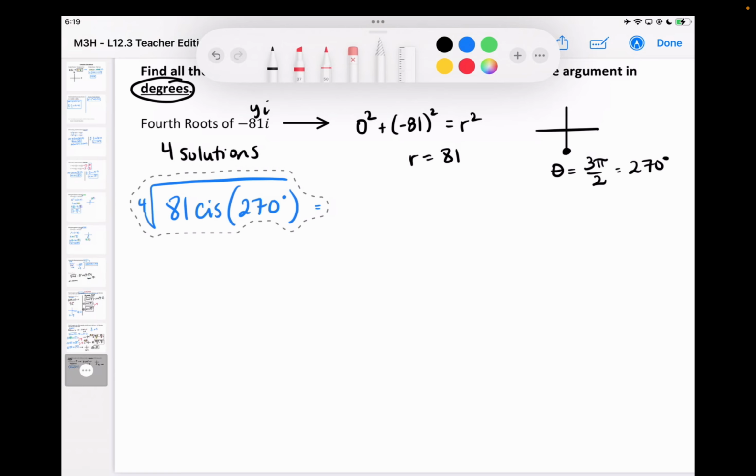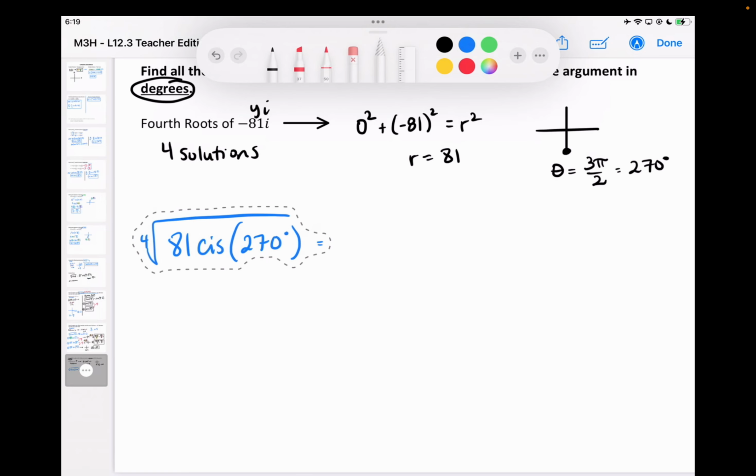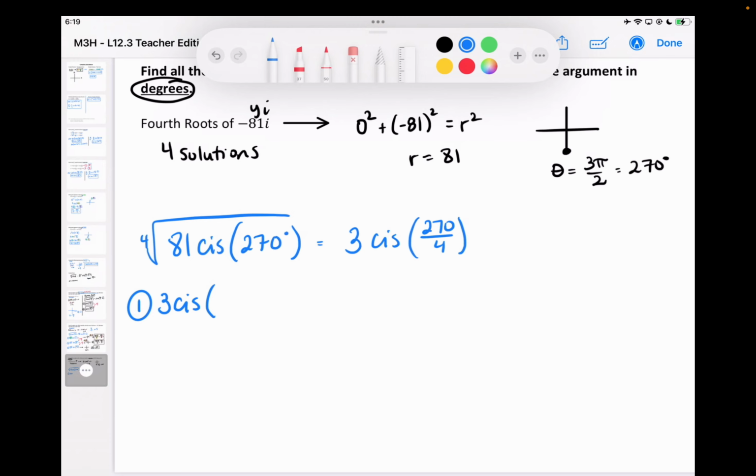Let me change colors so we can tell this is a little different. And let's actually move it down a bit because I'm going to run into things over here. Okay, so 4th root of 81 is 3. So we've got a 3 cis, and then I'm going to do 270 divided by 4. It's like multiplying by 4. So 270 divided by 4 will help me figure out my first solution. So we've got 3 cis, and that would be 67.5 degrees. And then we get to keep it in polar form. So we're just going to go ahead and keep adding.